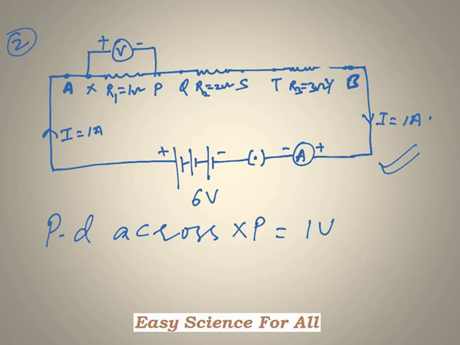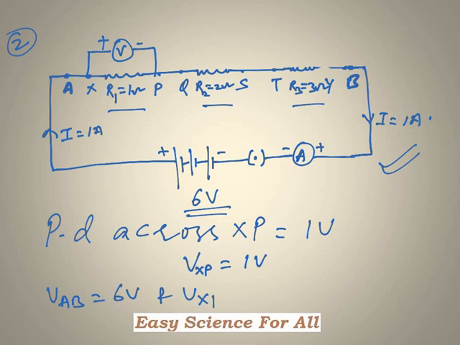I am repeating it again and again that this reading will be for this particular combination where I am using a battery of 6 volt and 3 resistances R1, R2 and R3 are connected in series. Let us denote the potential difference across points XP as VXP. So VXP will be equal to 1 volt. So till step 2 we have got two values, VAB is equal to 6 volt and VXP is equal to 1 volt.